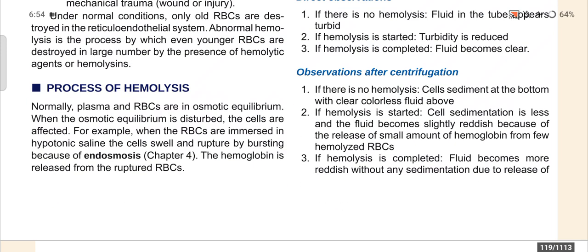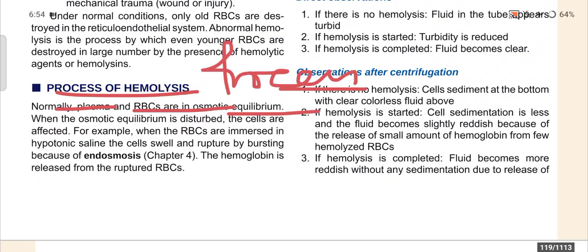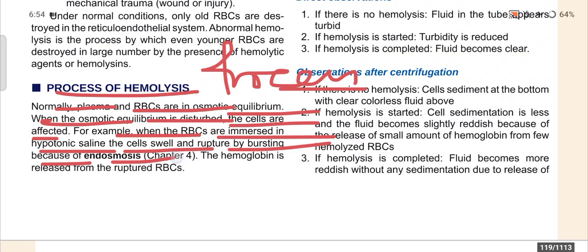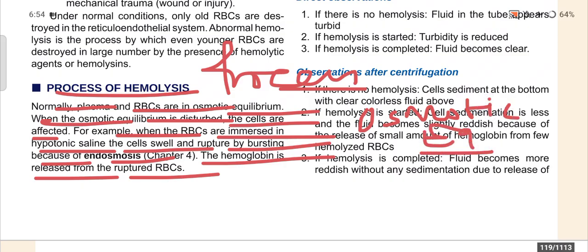Now the process of hemolysis. So what is the process or mechanism? Normally the plasma and the RBC are in osmotic equilibrium. When the osmotic equilibrium is disturbed, the cells are affected. For example, when the RBC are immersed in hypotonic saline, the cells swell and rupture by bursting because of endosmosis, and hemoglobin is released from the ruptured RBC.